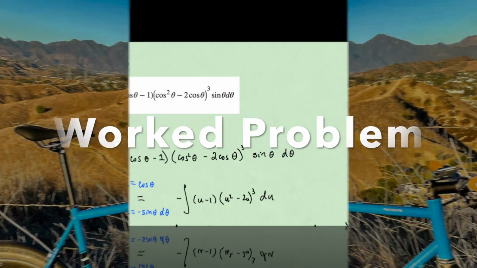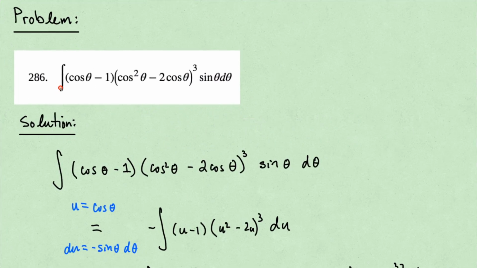Problem 286 is asking us to evaluate an indefinite integral. The variable of integration is theta. Note that we have a multiplicative sine theta against the differential d theta. The rest of the integrand involves cosine and powers. This is a statement of the problem. Let's begin the solution.